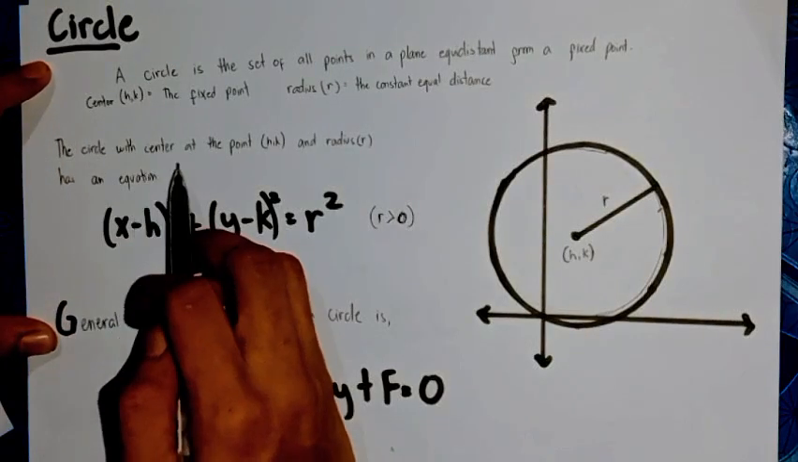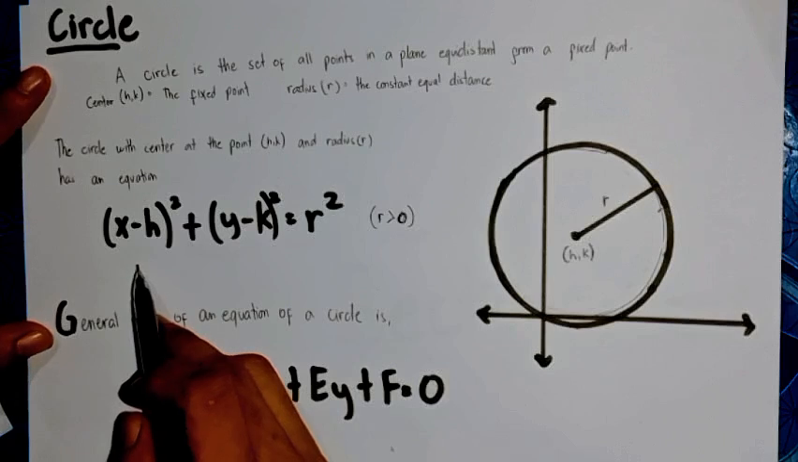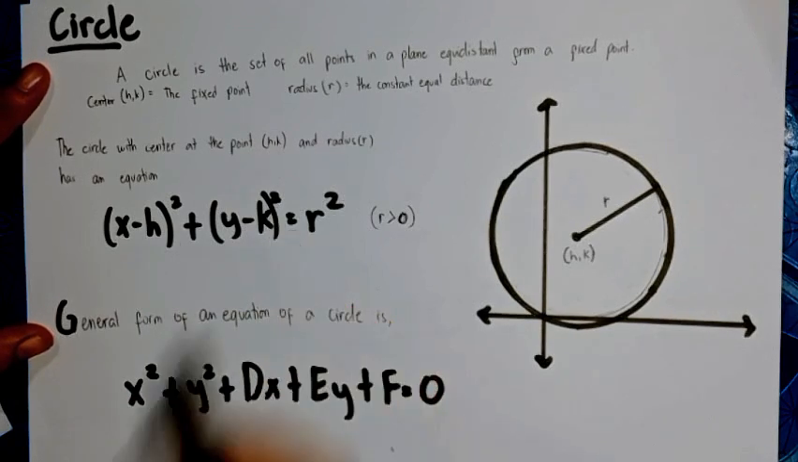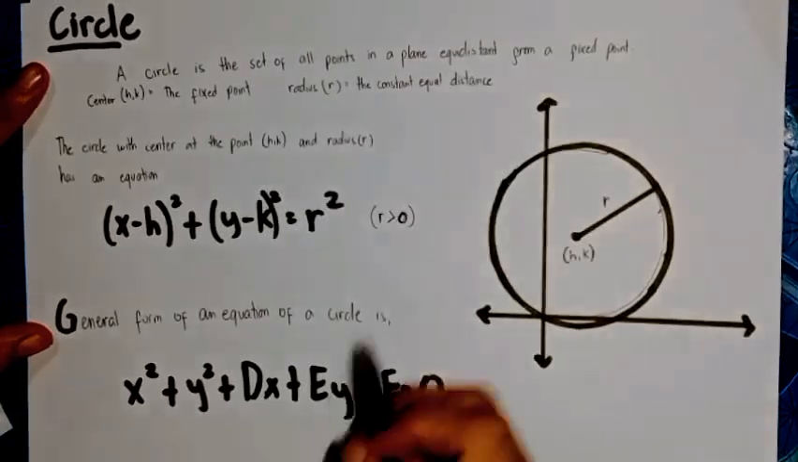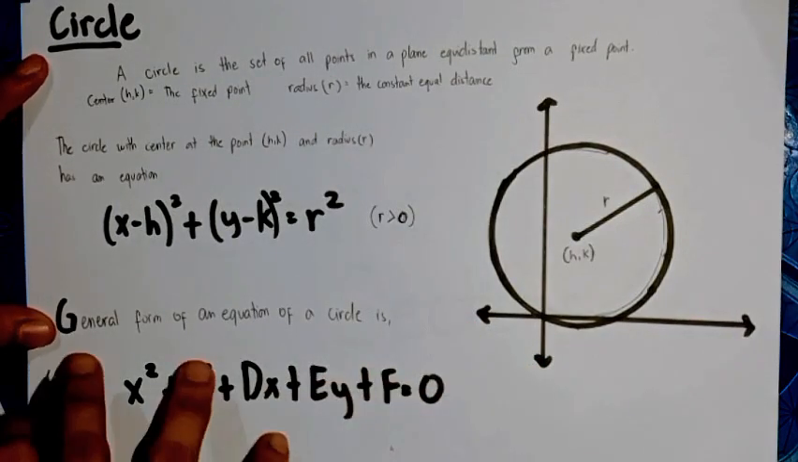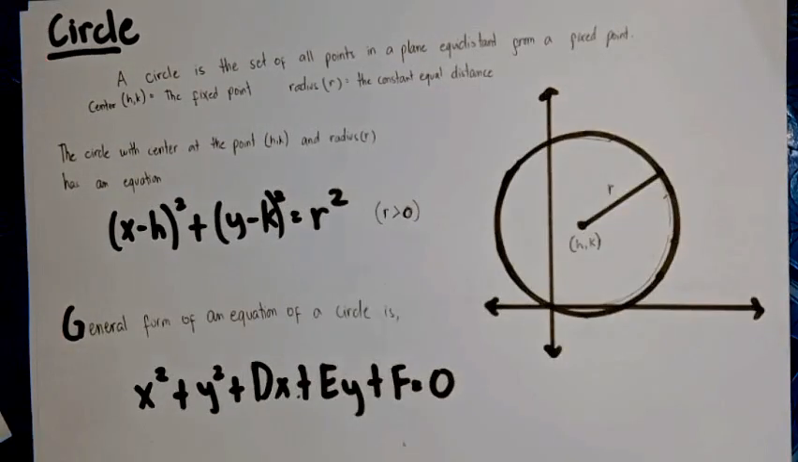The circle with a center at the point h, k and radius r has an equation of x minus h squared plus y minus k squared is equal to r squared, where r is greater than 0. The general form of an equation of a circle is x squared plus y squared plus dx plus ey plus f is equal to 0. Now, let's have an example.